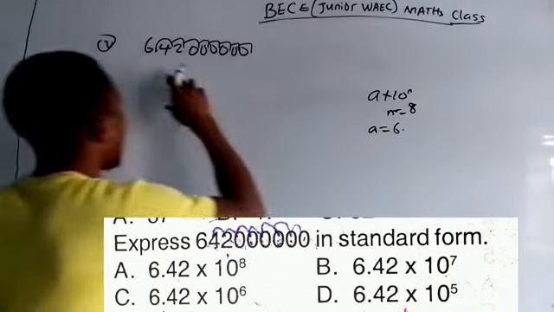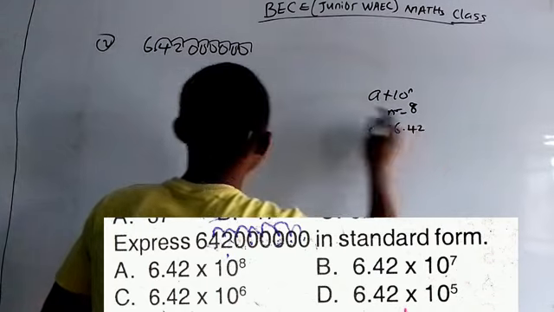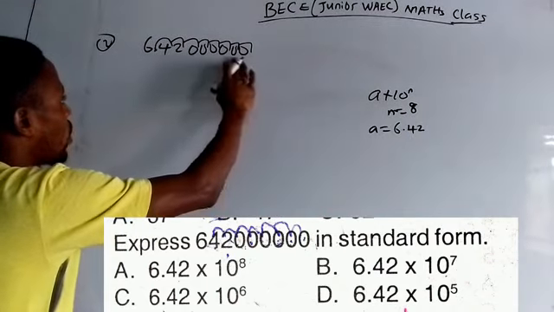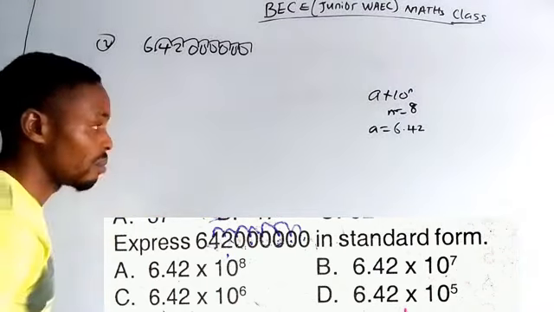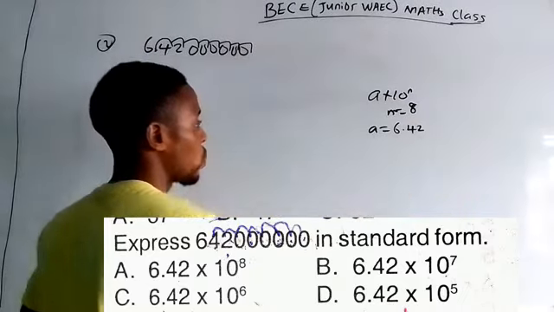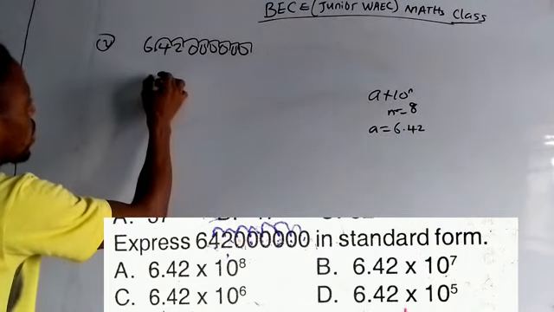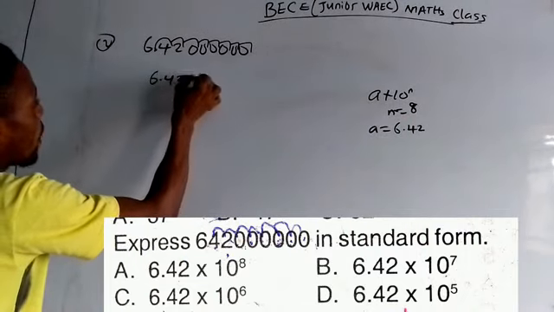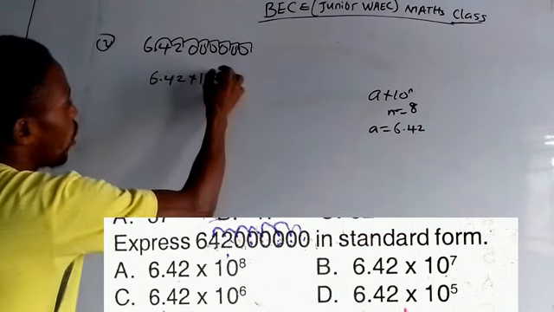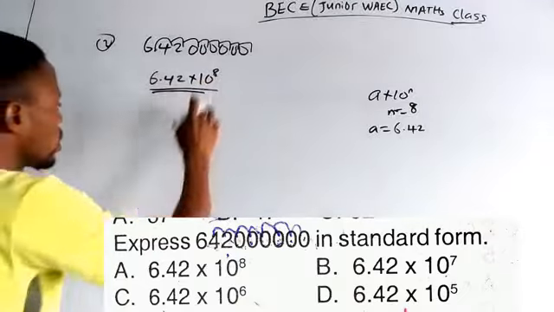6 points, and after it we have a number again, that is 4, 2. And here we're supposed to write this 0, because the 0 here doesn't have any meaning, so we leave it like this. A is equal to 6.42. So therefore our answer of this in standard form is equal to 6.42 multiplied by 10 raised to the power of 8. So the answer of this expression in standard form is equal to this.